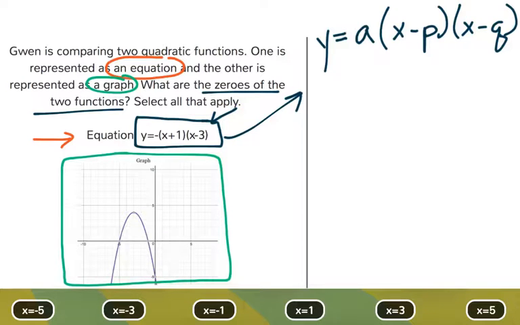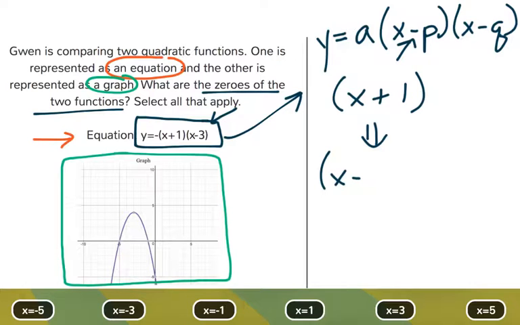Well, the p comes from x plus 1. Since the form needs a minus, we need to convert the x plus 1 to a minus, which is basically x minus negative 1. Okay, remember, when you subtract a negative number, it's the same as adding a positive number. So the p in this case is negative 1.